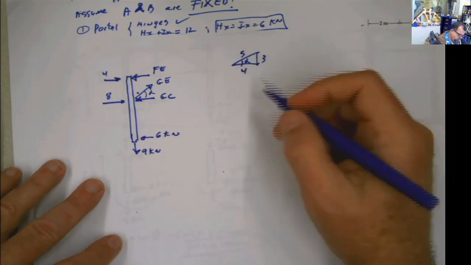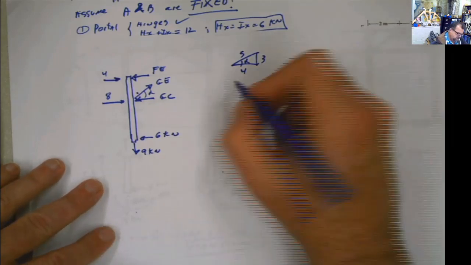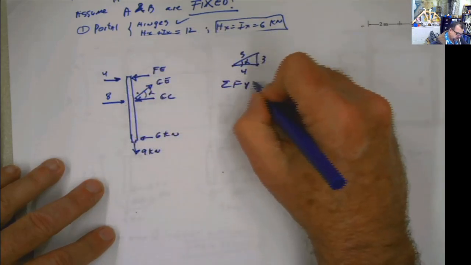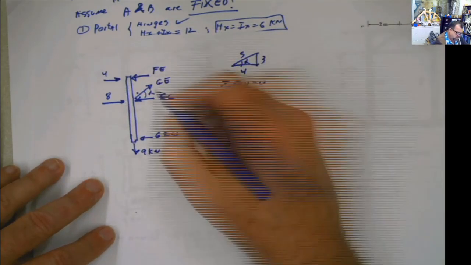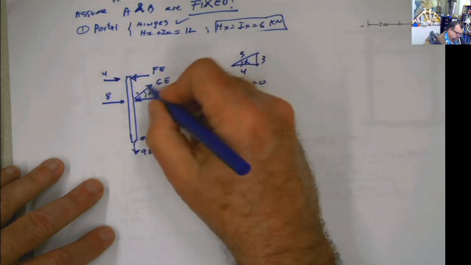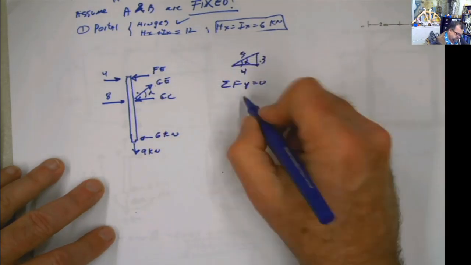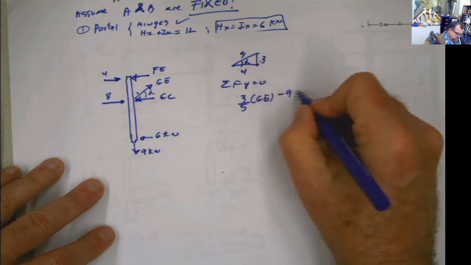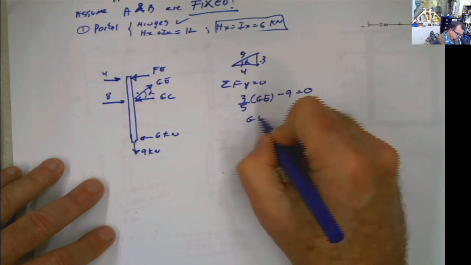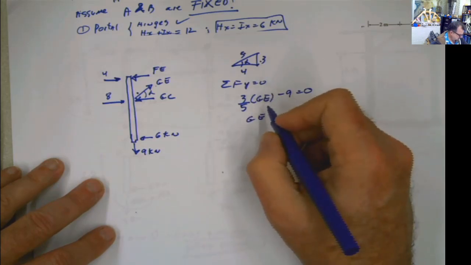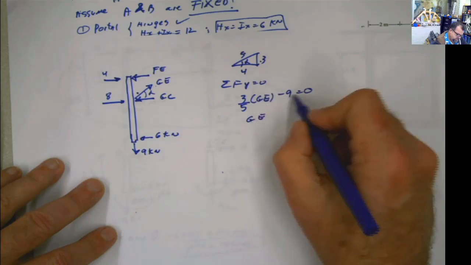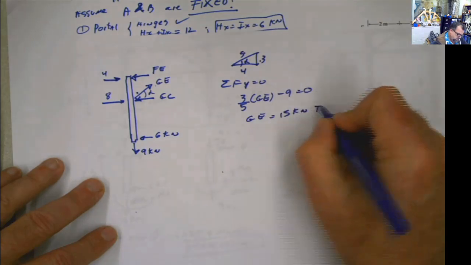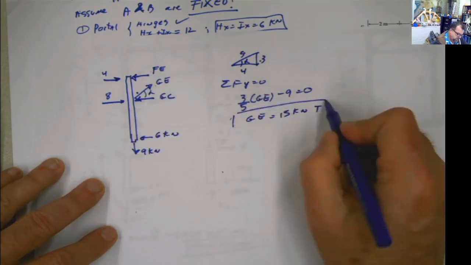Okay, perfect, beautiful. Now we have to calculate the reactions. How? Summation of forces, not the reaction, the internal bar. Summation of forces in y equals 0. Same thing that we did before. So we have the vertical component of this is 3/5 GE minus 9 equals 0, which gives GE equals 15 kilonewton in tension, because I assumed it in tension and it was in tension.